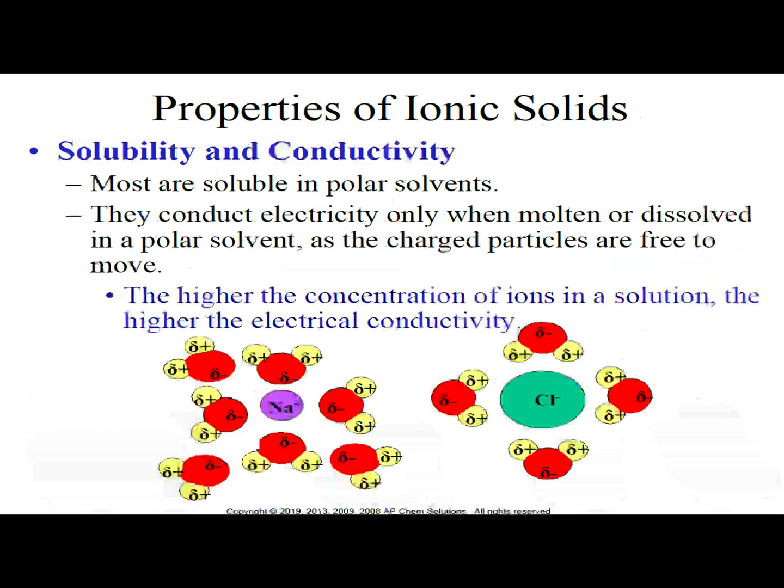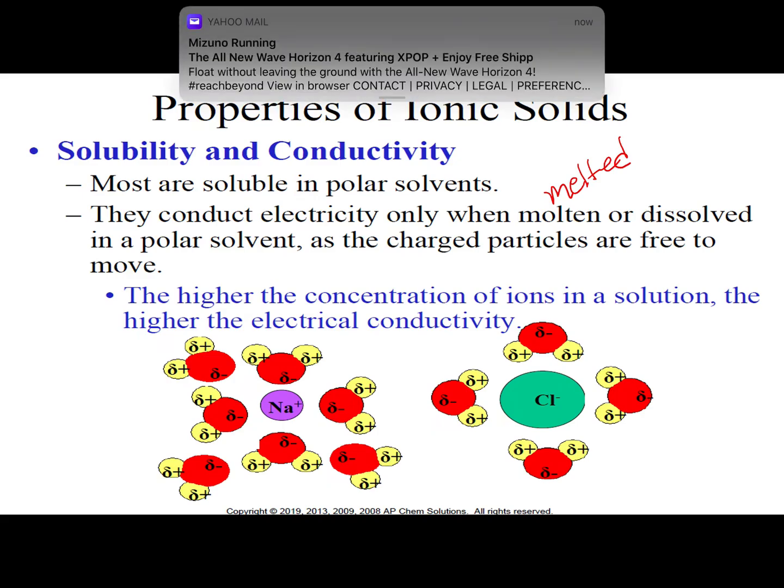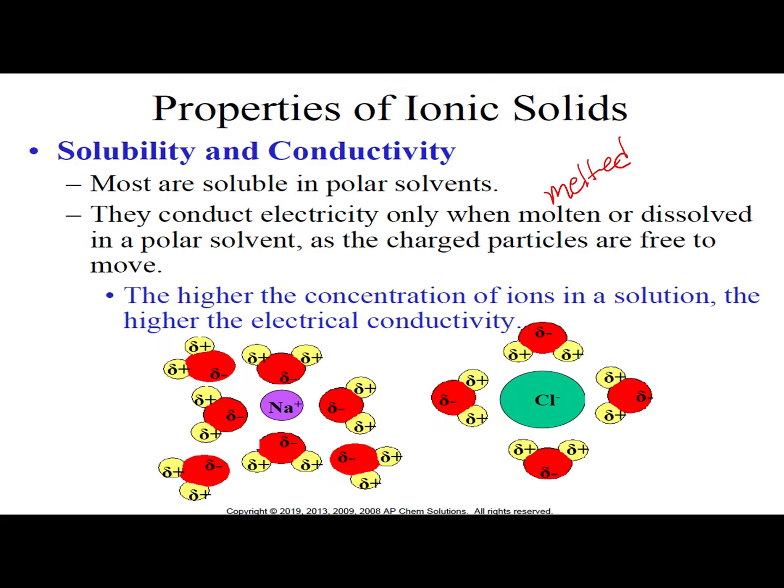Most ionic compounds are soluble in polar solvents. They conduct electricity only when they are molten, which is melted, or dissolved in a polar molecule. And the higher the concentration of ions in the solution, the higher the electrical conductivity. So you will electrocute yourself if you drop your hairdryer in the bathtub while you're in it, because there are ions in the tap water.